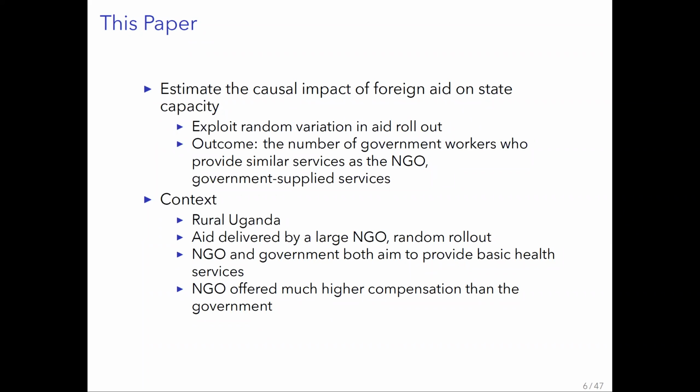Okay, we're looking at a very poor population in rural Uganda. So the aid is being delivered by a very large foreign NGO. The rollout of the NGO is random for evaluation purposes. And two things are important to note. One is that the government and the NGO both offer the same things and they have the same aims, which is to improve basic health service provision. The second thing to note is that the NGO offers much, much higher compensation for the workers than the government. And this is common in aid contexts.